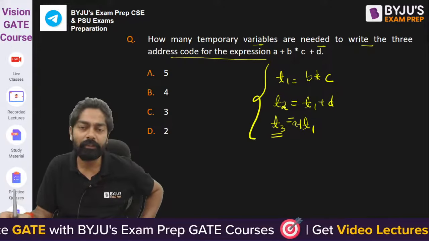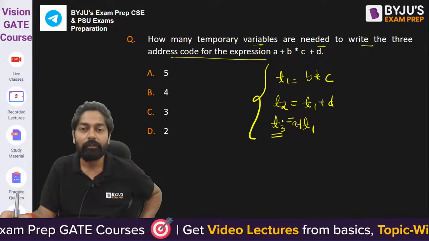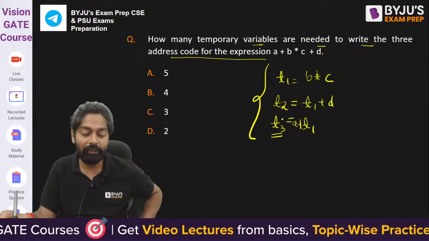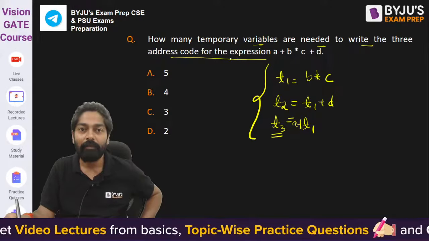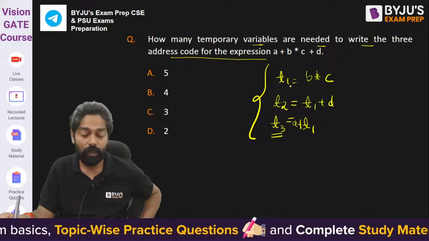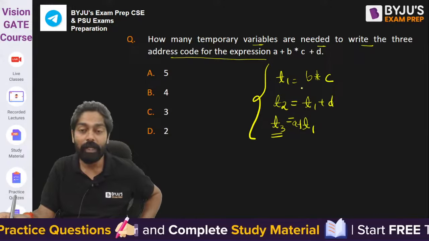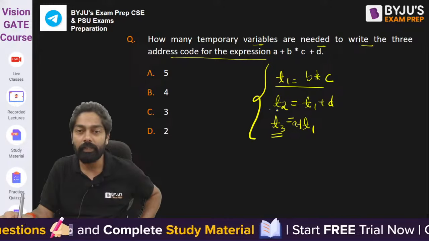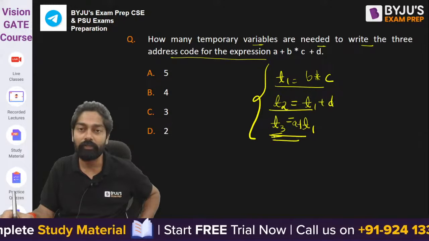Can you minimize this? Can you please tell me? I'm not talking about static single assignment as of now. I just want how many temporary variables are needed to write the 3 address code. 3 address code, everyone knows, at most in a line we have at most 3 variables, at most 3 addresses. So here we have 3 addresses, here also, here also. So it is in 3 address code.